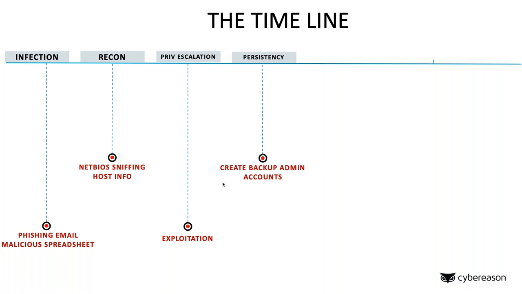We then want to carry out some persistency. If we get detected, we get caught, or we simply lose communication to our environment, we want to have a persistent backdoor. We want to have a service or a registry entry that allows us back in, some sort of Trojan perhaps. In this example, we're simply going to create a backup admin account that allows us to get back in if we're detected.